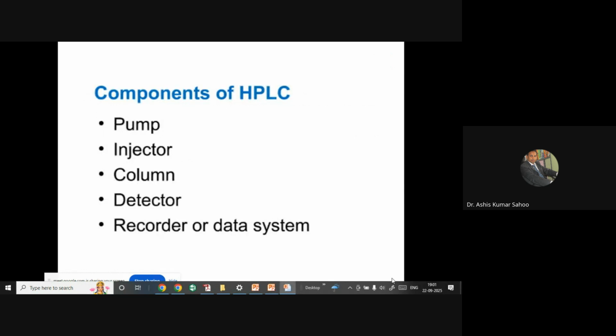So what are the components used in the instrument? One is the pump, another is the injector, another is the column, and another is the detector and recorder or data system. These are the different components used in HPLC.